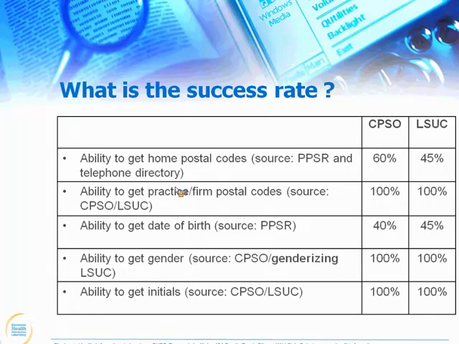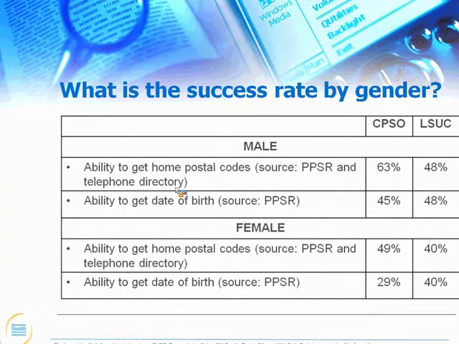And of course, there's a difference between males and females. It was easier to get the information for males compared to females, and part of it was that there are more records with males in the PPSR than there were for females. But the main key things here are the postal codes and the date of birth. So for male doctors, we were able to get this for 63% of them.